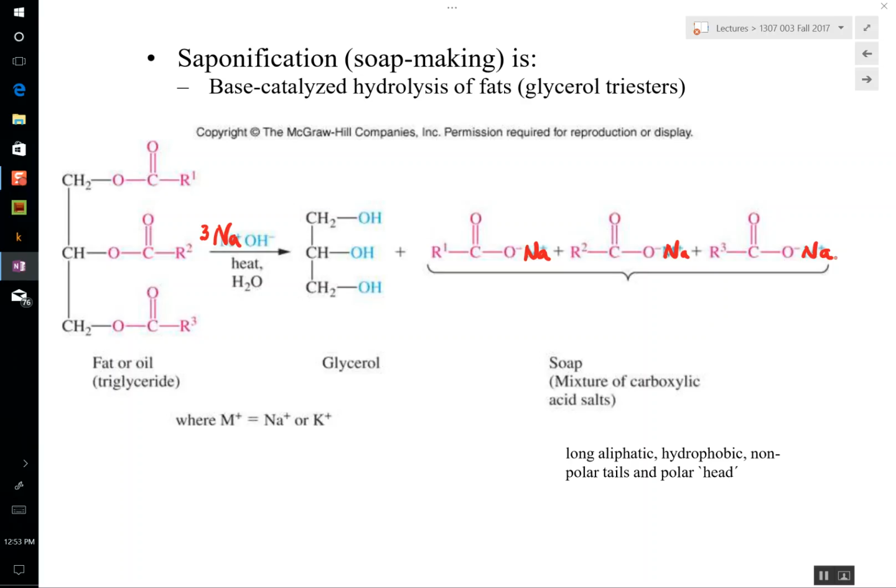We'll look at that in just a second. Triglyceride, it's getting its name off of this. The triglyceride name is coming from the glycerol, which holds the molecule together.